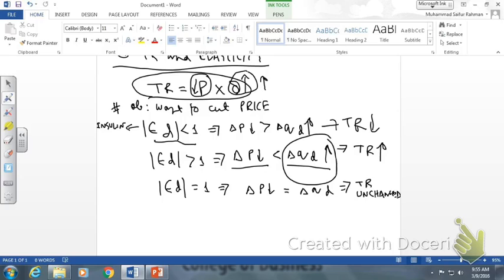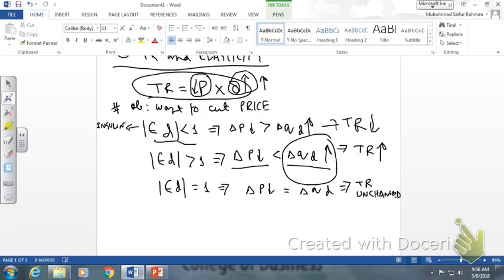I can assure you that these are going to be in your exam. So it is very important that if you have any question, you ask me right now. Any question? Does it make sense that total revenue and elasticity are intrinsically connected? If your demand is inelastic, cutting price reduces total revenue. If your demand is elastic, cutting price raises your total revenue.